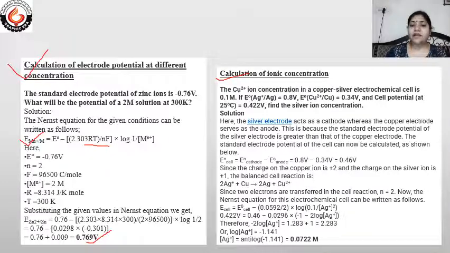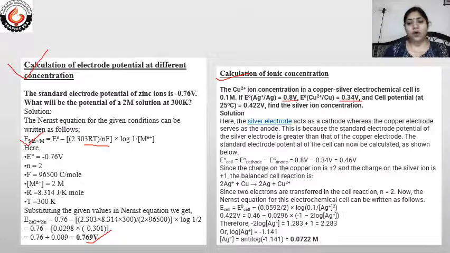We will write equations for both half cells, and then we will put the values, because knowing the anode and cathode is very important. Once we know which one will act as anode and which one will act as cathode, only then can we put the values accordingly in the Nernst equation. So here silver has the value 0.8 and copper has the value 0.34. The more positive value will act as cathode, and the more negative or less positive value will act as anode.